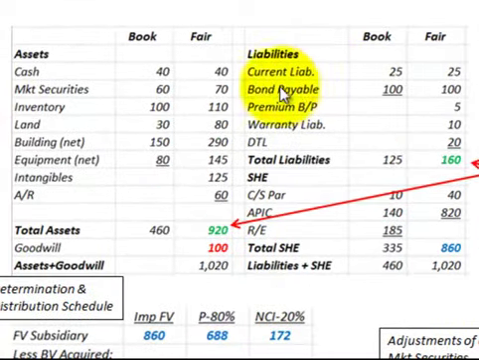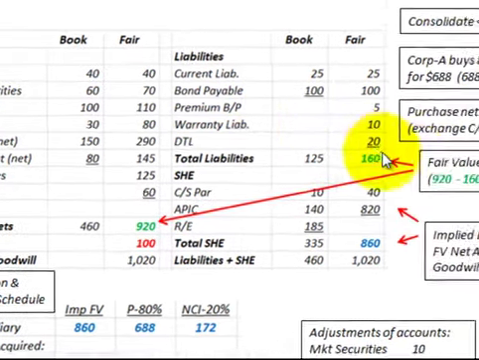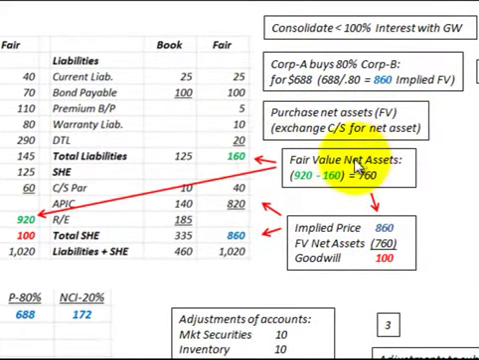So next we have to look at the balance sheet, and what we have to do is determine the fair value for all the assets and the liabilities that Corporation A is going to acquire in this acquisition. So we know the book value. I've got those shown here. That's what the subsidiary has on their records, but we have to estimate the fair value for these assets and liabilities. So once we've done that, we can determine the fair value of our net assets.